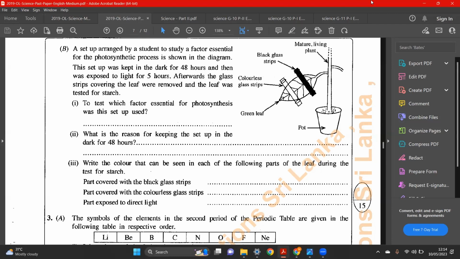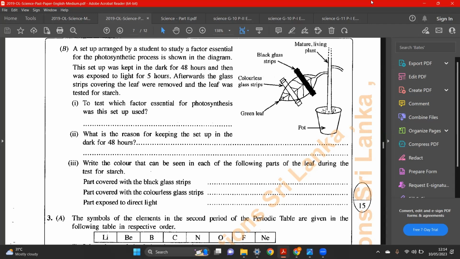Then write the color that can be seen in each of the following parts during the test for starch. We know when we test for starch, we add a few drops of iodine. And if starch is there, it will turn a blue-black color. If it's not there, it will remain the golden brown color of iodine. So if you check for the part covered with the black paper, definitely it will remain golden brown. Why? Because even when you bring it out into the light, you still keep that part covered. So no light is reaching in that area. So no photosynthesis happens there. So no starch is formed there. So it will remain golden brown.